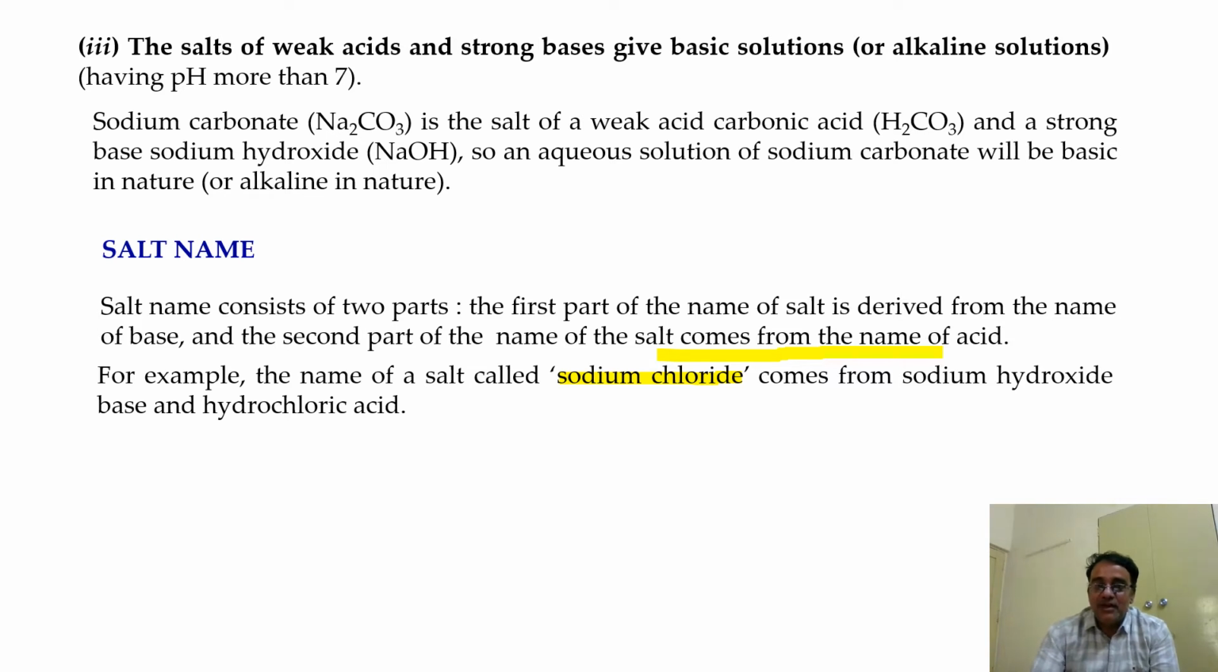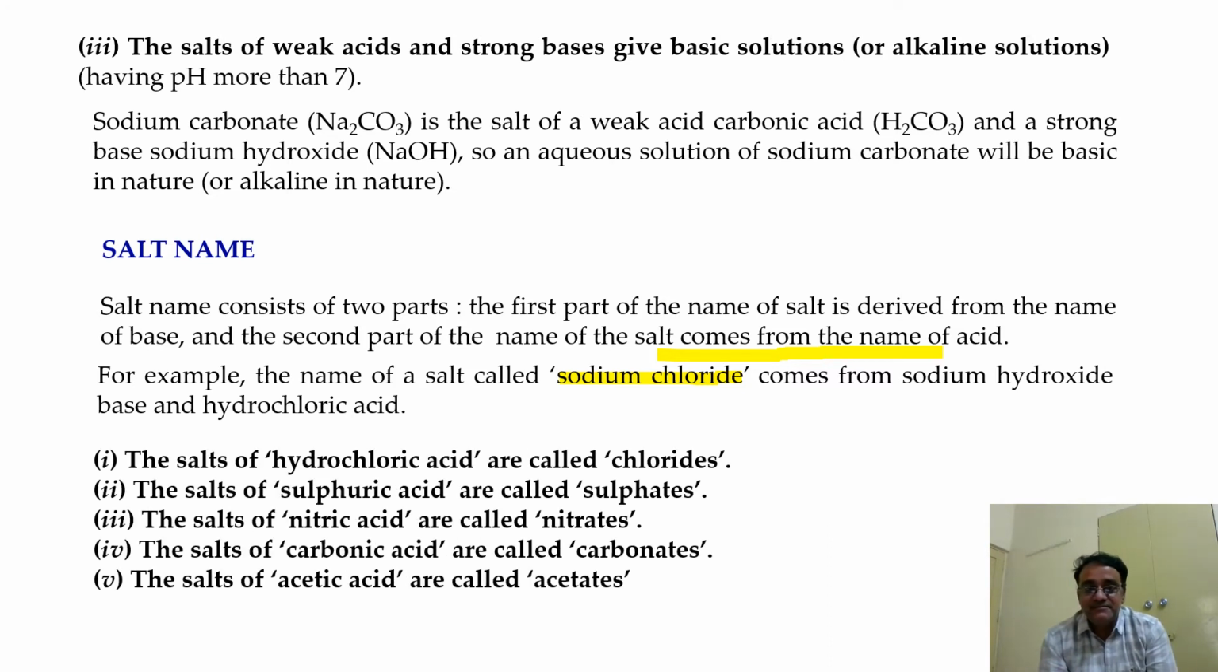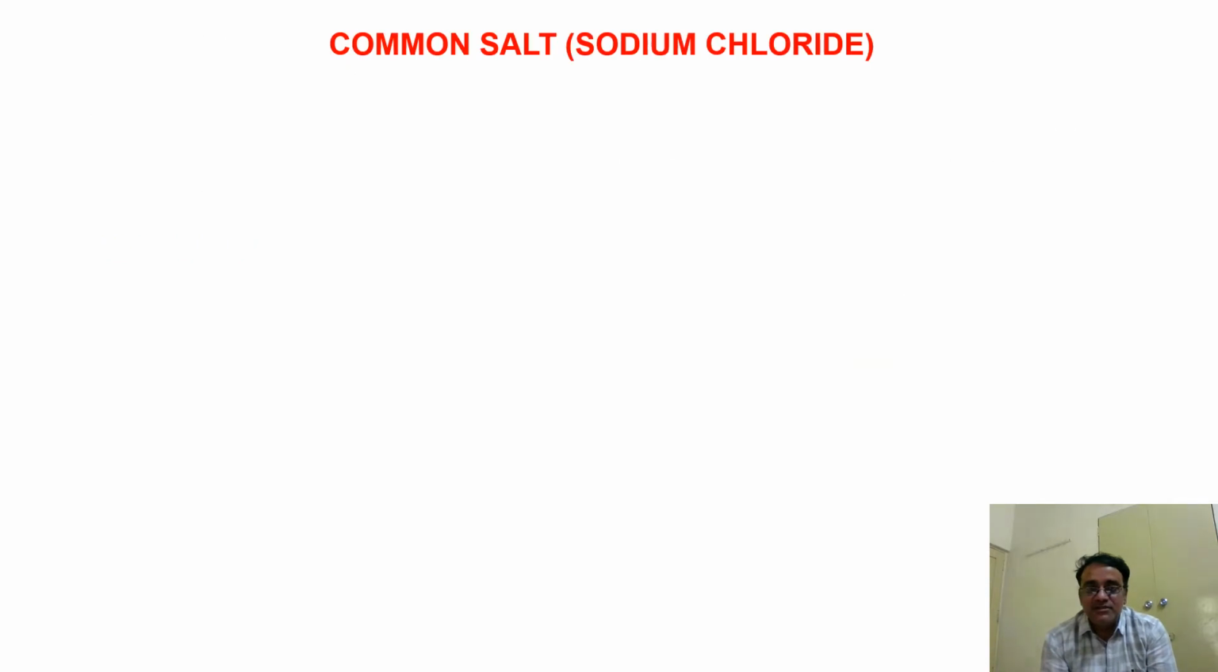Okay, and we have some families also with respect to the salts. For example, salts obtained from hydrochloric acids are called chlorides. From sulfuric acid, sulfates; nitric acid, nitrates; carbonic acids, carbonates; and acetic acid, acetates. So these are some salt names, and now let us move towards the very important topic of salt, common salt, that is sodium chloride.